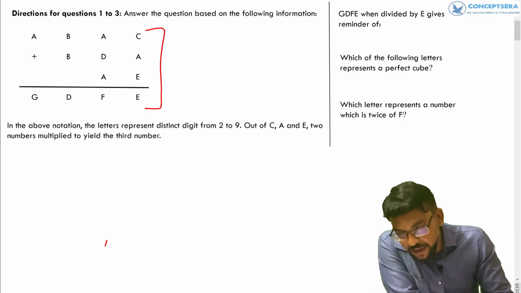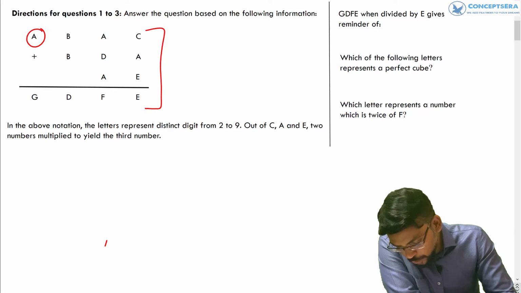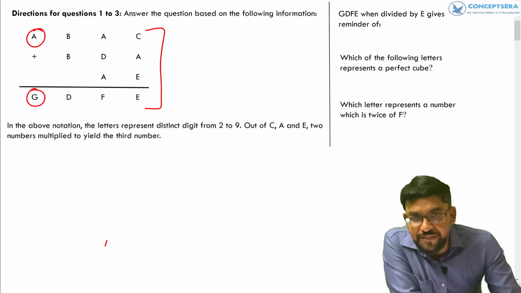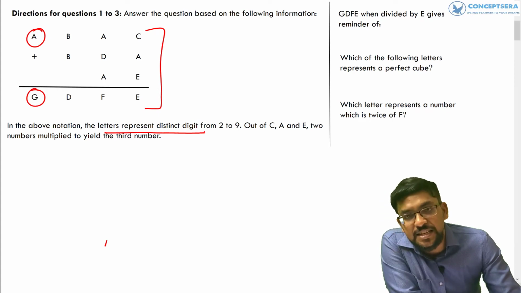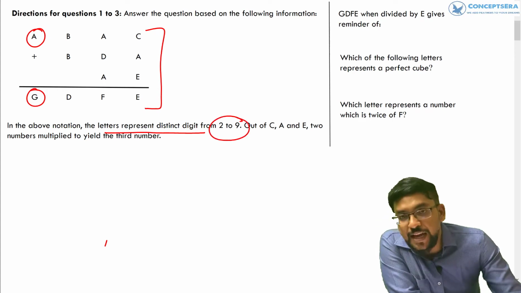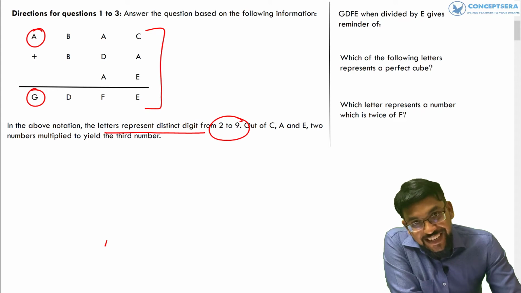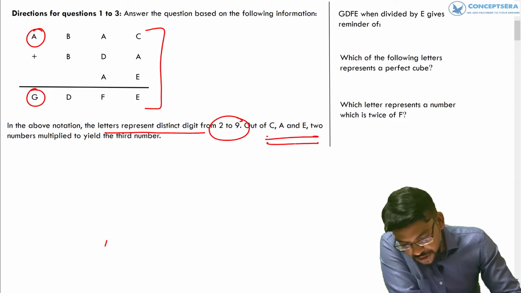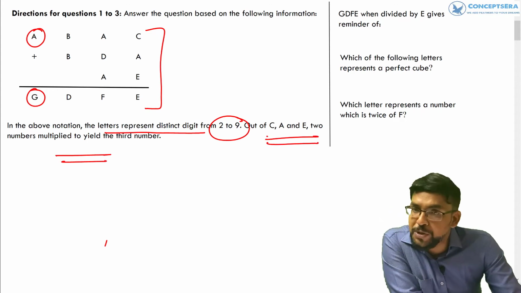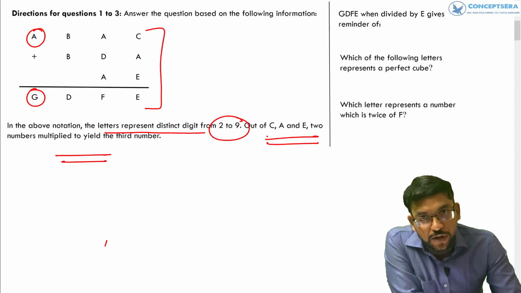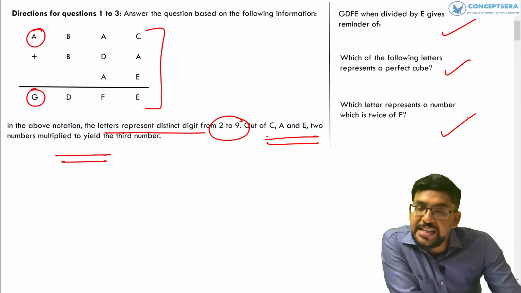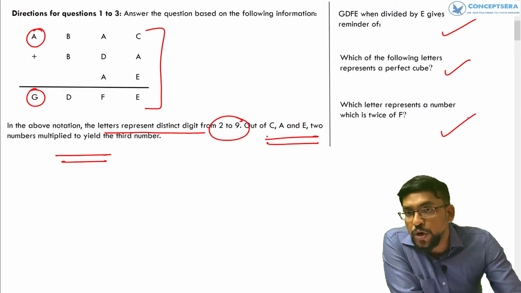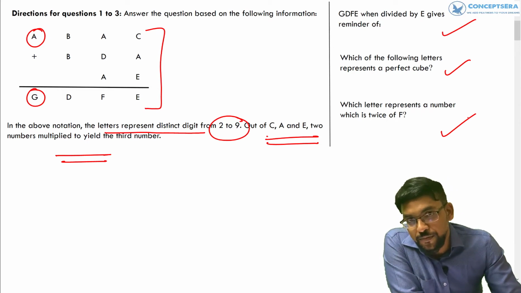So there is a summation with letters A to G. There are 7 letters here, and these letters are representing distinct digits from 2 to 9. So there are 8 digits here, and some extra information is given to us which will help us to decode this particular caselet. Over this caselet, we are having 3 questions here which we can easily answer if we are able to decode this particular caselet.